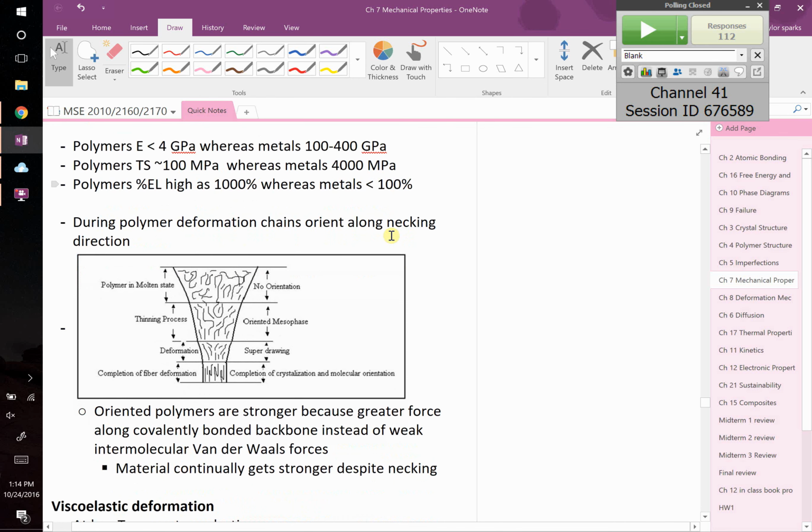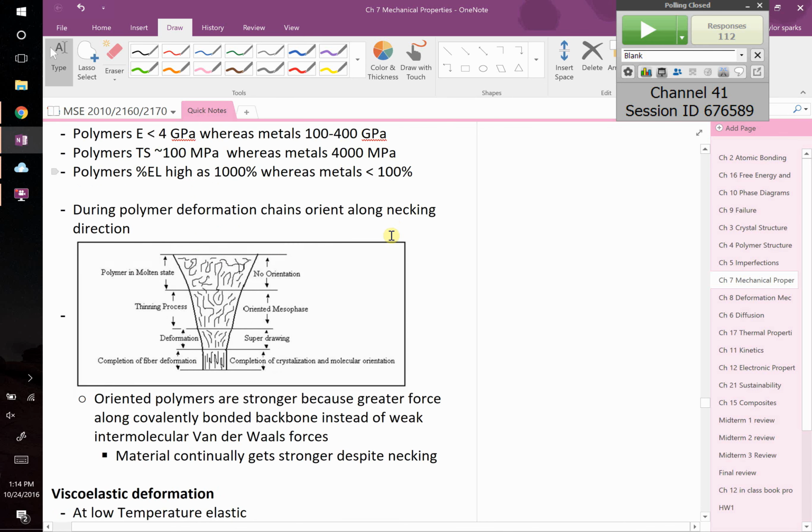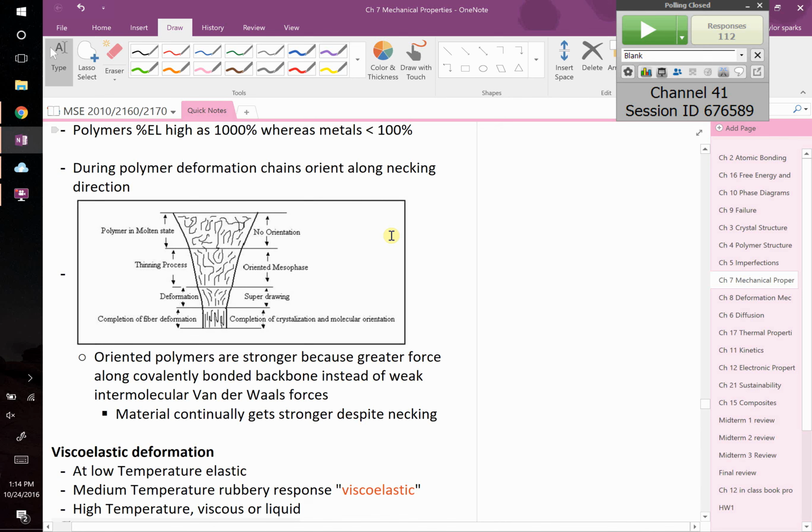So why can they deform so much? Well, it's useful to think of it in terms of the spaghetti strands that form polymer molecules, right? So here's our molecule, this is our polymer material. As you're pulling on it in a vertical direction, initially from the molten state, if you injection mold this thing, the strands are going to be every which way. They're going to be randomly oriented.